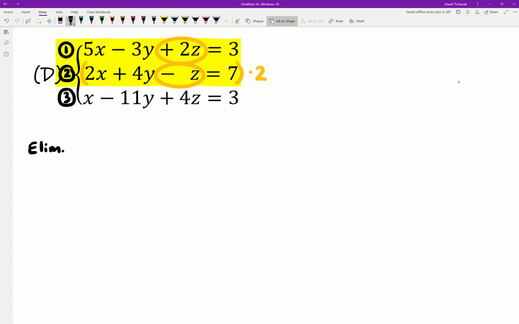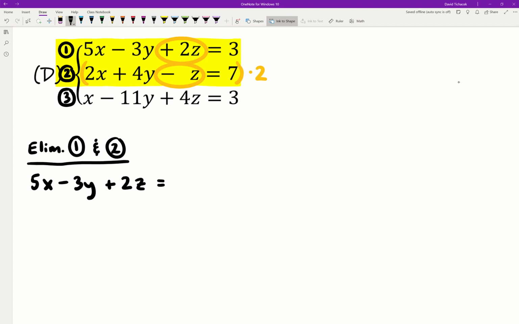So what we'll do is we'll perform some elimination with equation number 1 and equation number 2. And we're going to multiply that second equation times 2 in order for the elimination to eliminate a variable here for us. And so we'll just go ahead and write that out. We don't need to change the first equation at all, so I'm just going to go ahead and copy it down here. 5x minus 3y plus 2z is equal to 3.